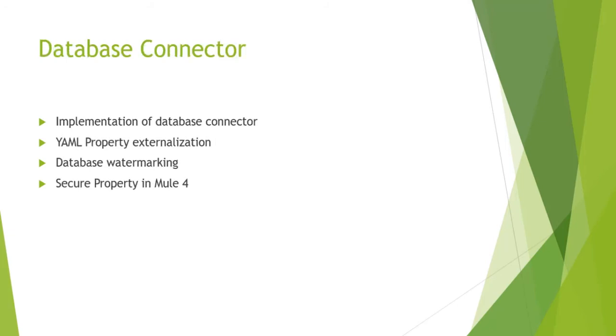Now in this section, the database connector, we'll implement the database connector and go through YAML property externalization. That means we'll use a YAML file for all the property values and use those properties in the database connector. Then we'll go through database watermarking, that is, how we can use watermarking in a database. Then we'll use the secure property placeholder, or you can say secure property, in Mule 4.